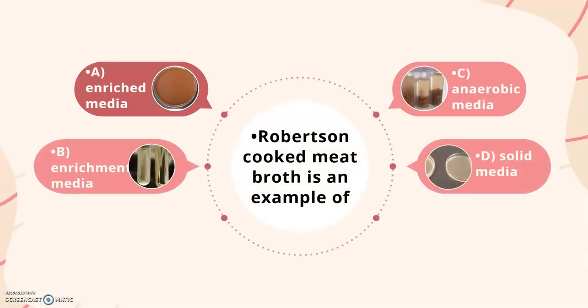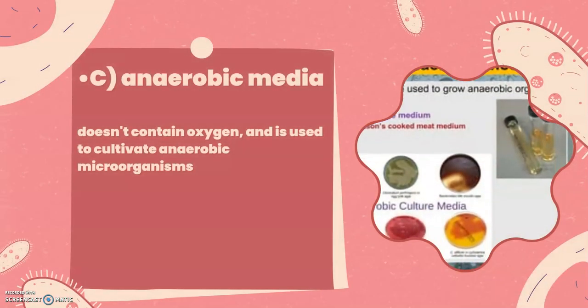Next question is, Robertson's cooked meat broth is an example of. Options are enriched media, enrichment media, anaerobic media or solid media. Robertson's cooked meat broth. The answer is, it is of course an anaerobic media which does not contain oxygen, which is used for cultivation of anaerobic microorganisms. Thioglycolate medium is another example of anaerobic media. Robertson's cooked meat broth is anaerobic.